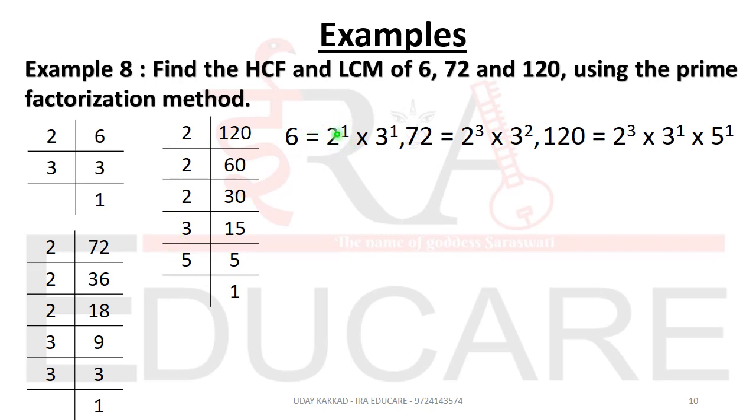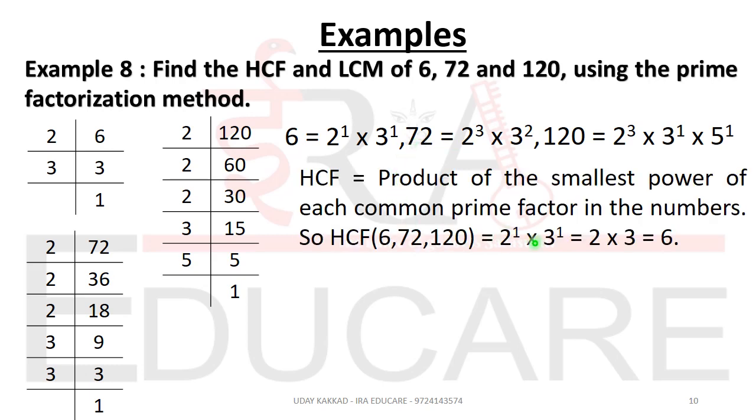Now again HCF is the smallest power of the common numbers. So here 2 is common, right, and the smallest power is 2 raised to 1. As well as 3 is also common in all three numbers, so 3 raised to 1, 3 raised to 2 and 3 raised to 1. Again the smallest is 3 raised to 1. So 2 raised to 1 multiplied by 3 raised to 1 is 2 3's are 6. So it is the product of the smallest power of each common prime factor in the numbers. So 6 is the HCF.